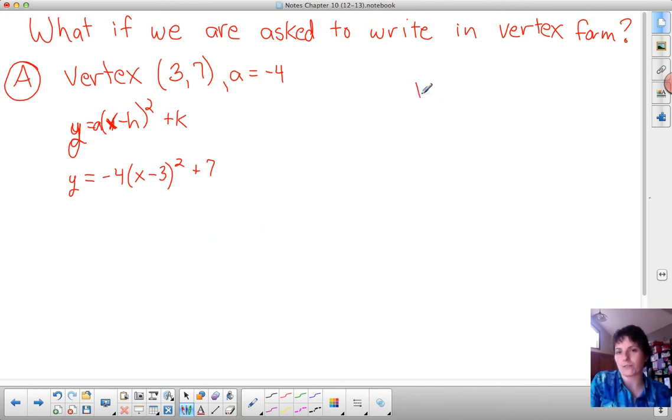If I tell you that the vertex is at the point -5, -3, and the a value is equal to 1/2, can you write the equation of this parabola in vertex form? Pause it, try it, come back and check your work.